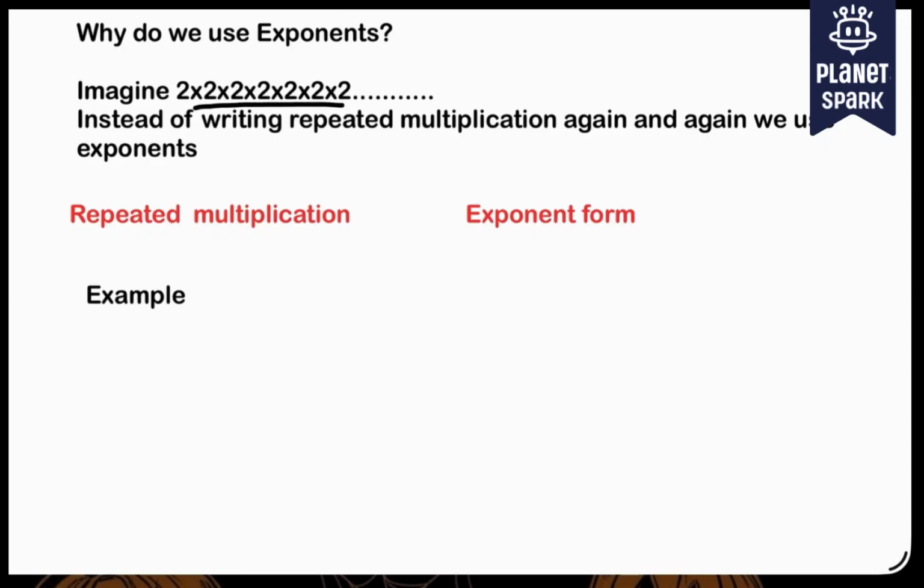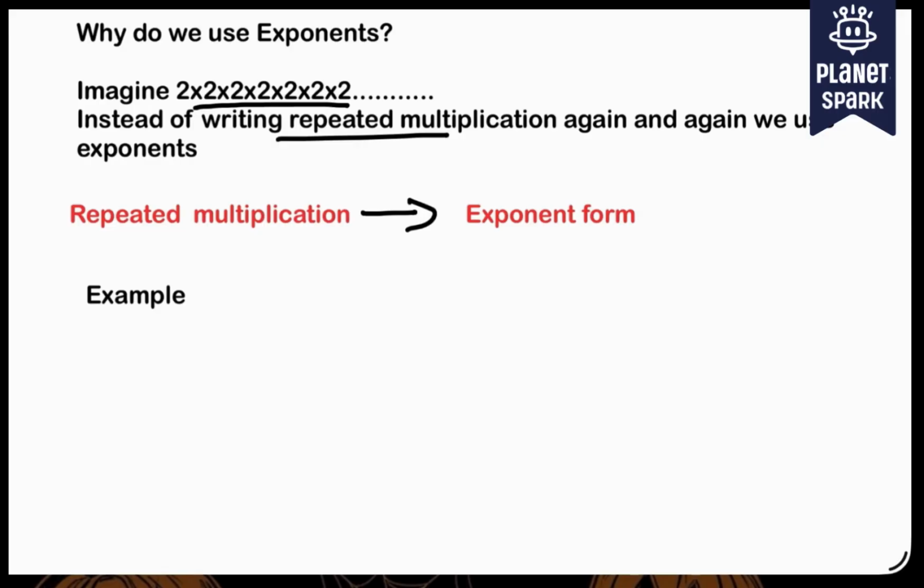Imagine writing 2 into 2 into 2 into 2 into 2 so many times. Instead of writing repeated multiplication again and again, we just simply use exponents. So repeated multiplication gives us exponential form.